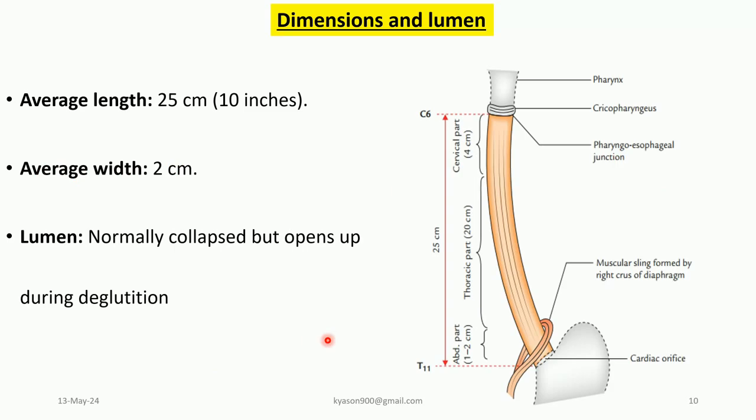A few things to mention. The length is about 10 inches or 25 centimeters. The width is about 2 centimeters. The lumen of this esophagus is always closed or collapsed whenever you're not swallowing, but when you swallow, it's going to open up. Okay, that's normal. As opposed to the trachea, which never closes. It's never collapsed. It's always patent, but the esophagus can be collapsed when you are not swallowing.